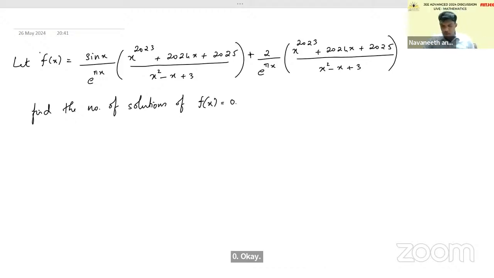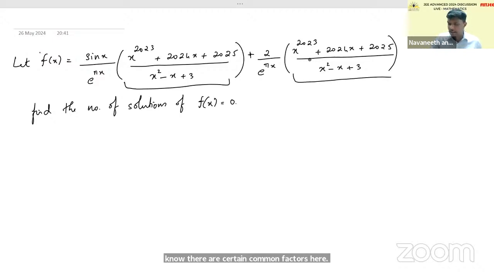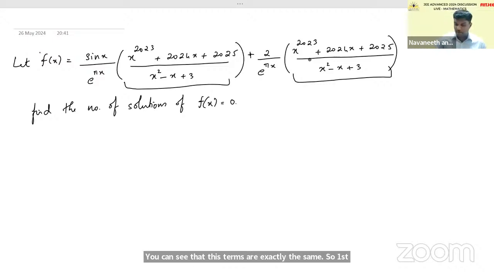When we see a question like that, what do we first think about it? There's a chance that you may get scared by seeing this question because it is such a big expression. You wouldn't have seen such a big expression actually. But in fact, this can be easily solved if you carefully observe. There are certain common factors here. You can see that these terms are exactly the same. So first we can simplify this by taking common factors.